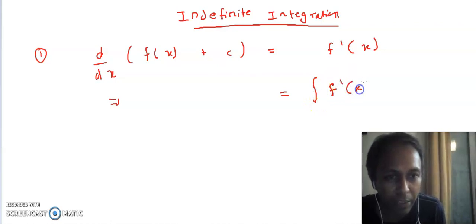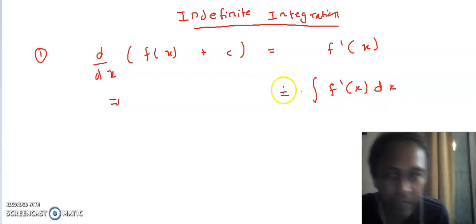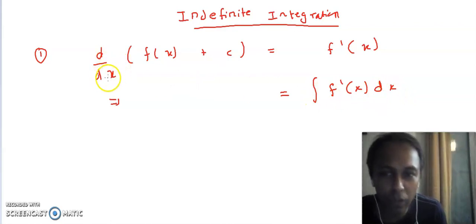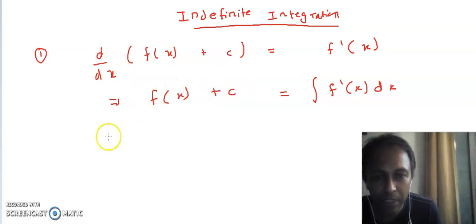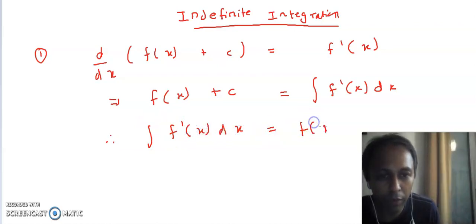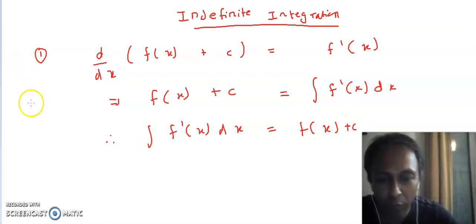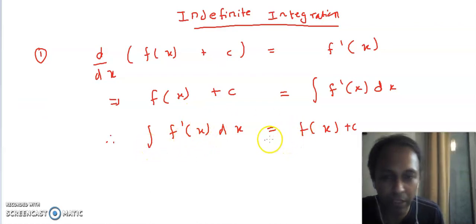f dash x stays here only, while this dx transfers here. So whenever you are doing integration, dx will always be in the numerator. While differentiating, dx is always in the denominator. So we can rewrite this as integral f dash x dx is equal to f of x plus c. This makes us understand that if you already have a function which is differentiated, if you integrate it, you will get back the function again.